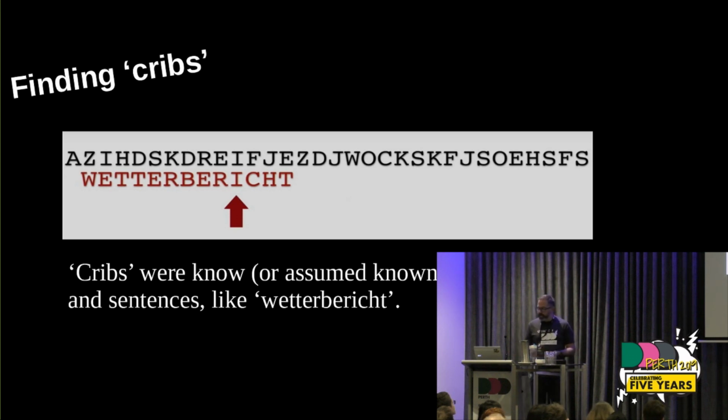So let's take, for example, the crib Wetterbericht, which means weather report in German. If an encrypted text looked like this, then you can infer that certain places would not be the encrypted crib, because in this case, the I matches, but the I can never encrypt itself. So this would be a wrong position to start checking.